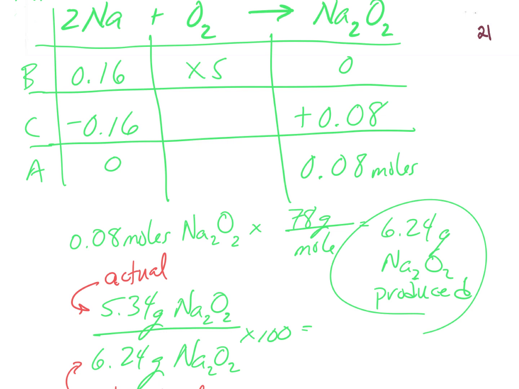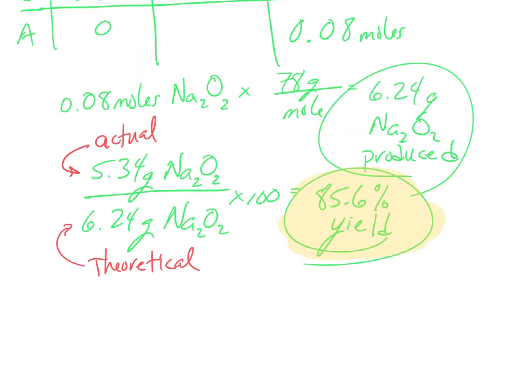Okay, so if we actually made 5.34 grams, which is from the problem, and we had the theoretical possibility of making 6.24 grams of sodium peroxide, then what is the percent yield? And we'll find that out right now. And there you have it. So we have a percent yield of 85.6%, and that solves the problem. I'll move on to the next one.